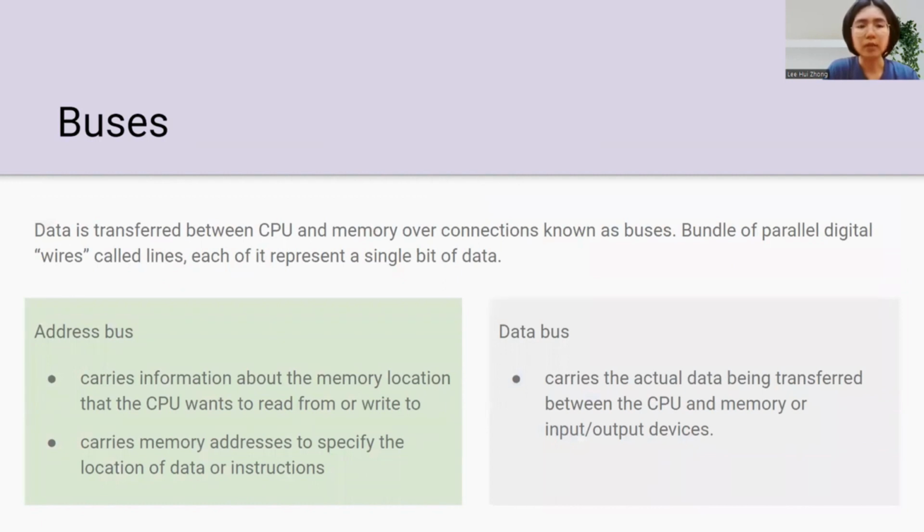Data is transferred between CPU and memory over connections known as buses. A bundle of parallel digital wires called lines, each of which represents a single bit of data. There are two types of buses, which are the address bus and the data bus. The address bus carries information about the memory location that the CPU wants to read from or write to, while the data bus carries the actual data being transferred between the CPU and memory or input or output devices.